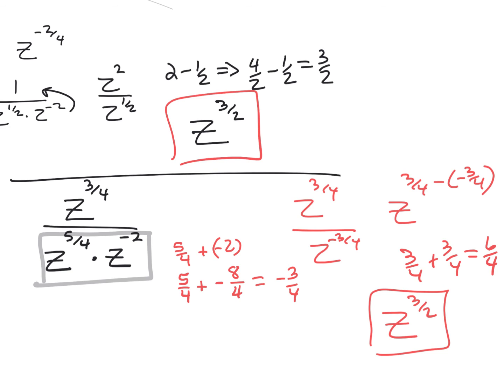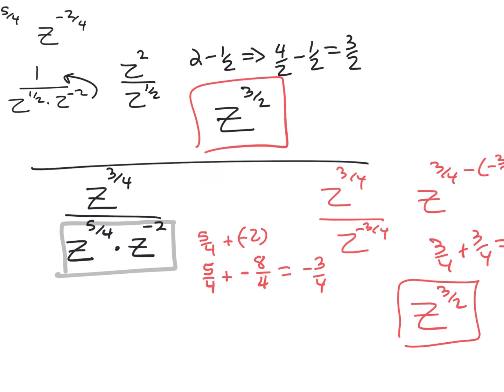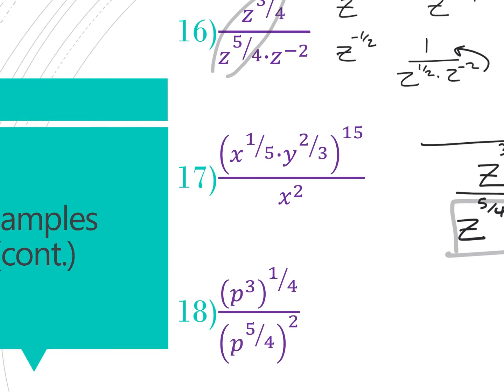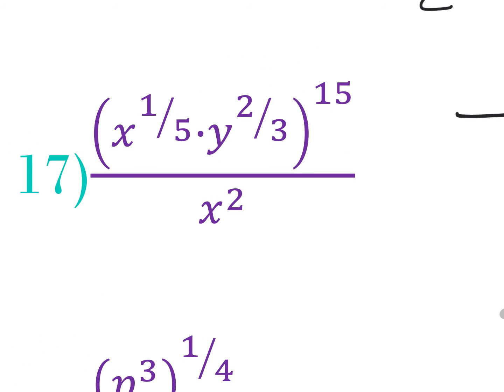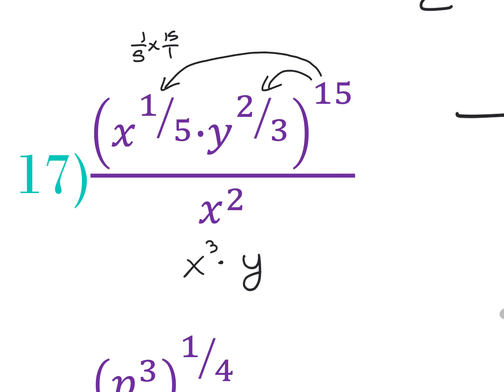So let's try another one. This one is a power to a power. And I sort of wrote in the area, so let's see. So what I need to do here is this 15 is only on the numerator. So I'm going to distribute it to here and to here. So what I'm really doing here is 1/5 times 15 over 1. So this will become x to the 3rd power. And then for the y, I'm doing 2/3 times 15 over 1.